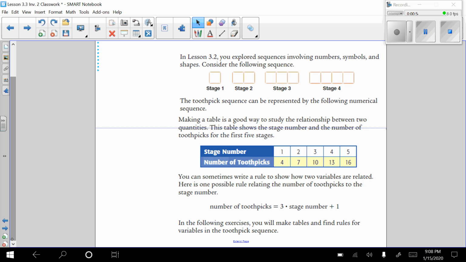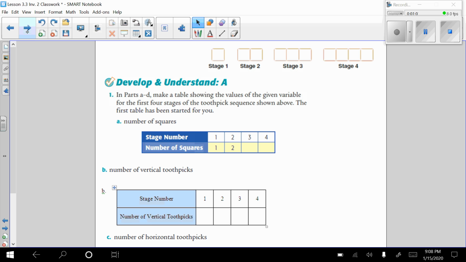That's because in stage 1 there were 4 total toothpicks. 3 times 1 plus 1 does equal 4. We're going to look at that as we move forward. Again, we have our stages at the top. For the following parts, we're going to make tables to show values of the given variables. For the first 4 stages of the toothpick sequencing shown above, the first table has been started for you.